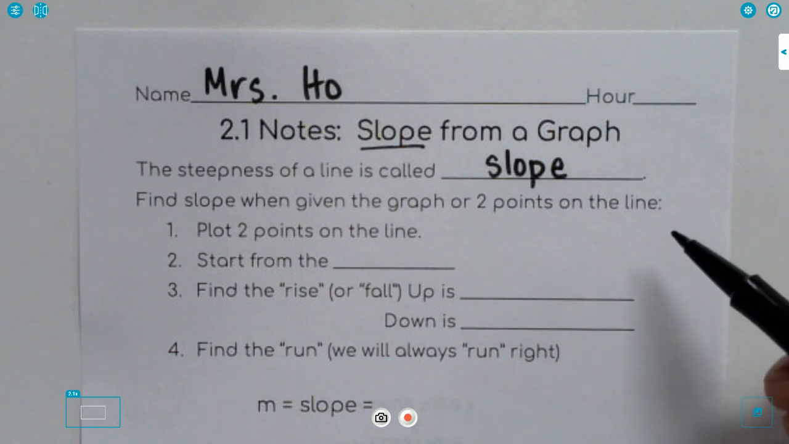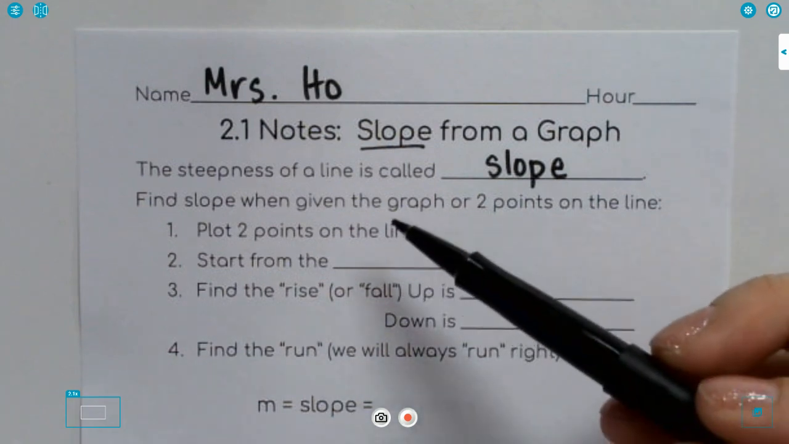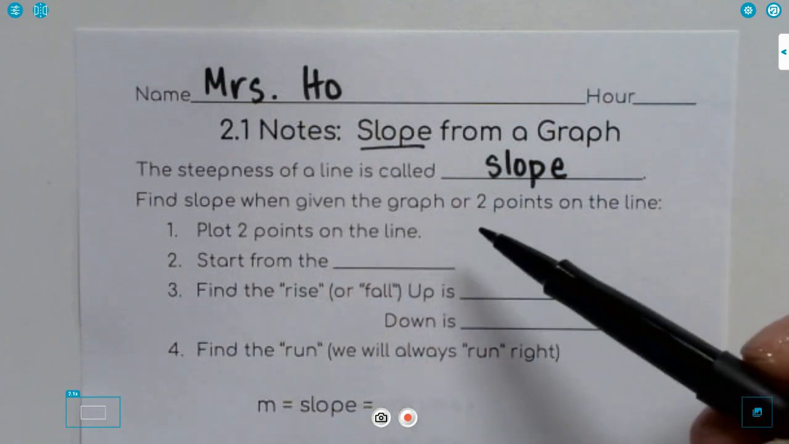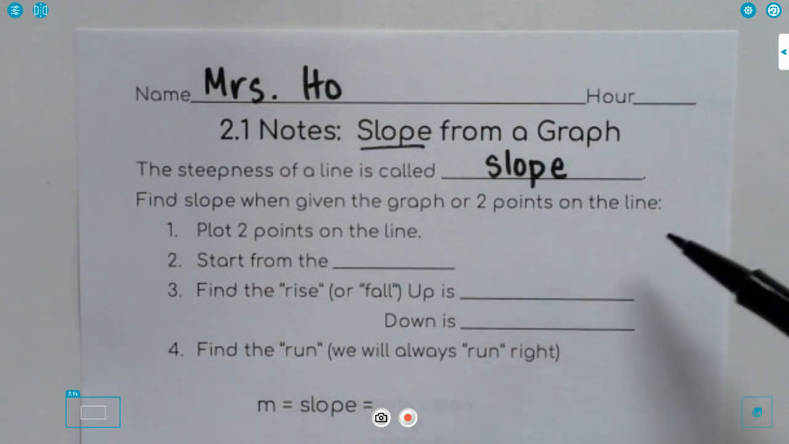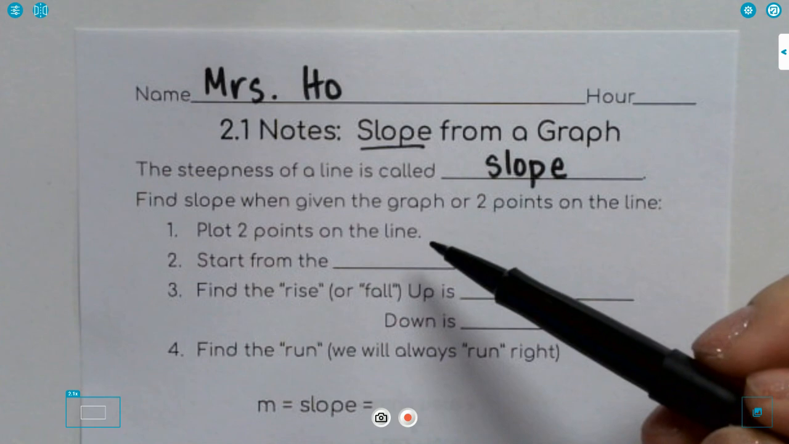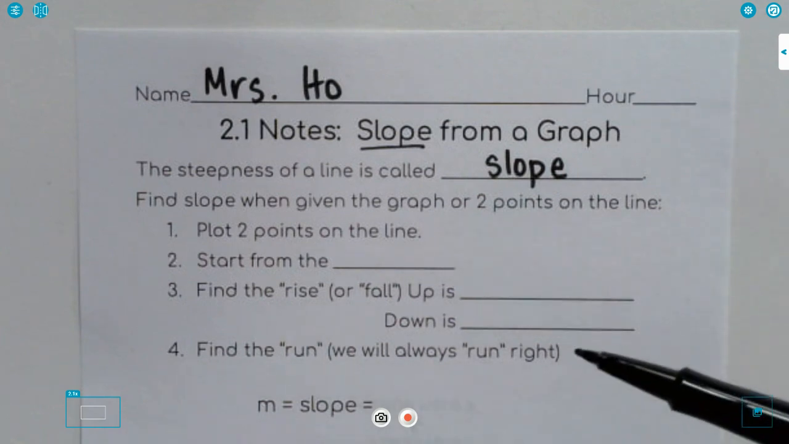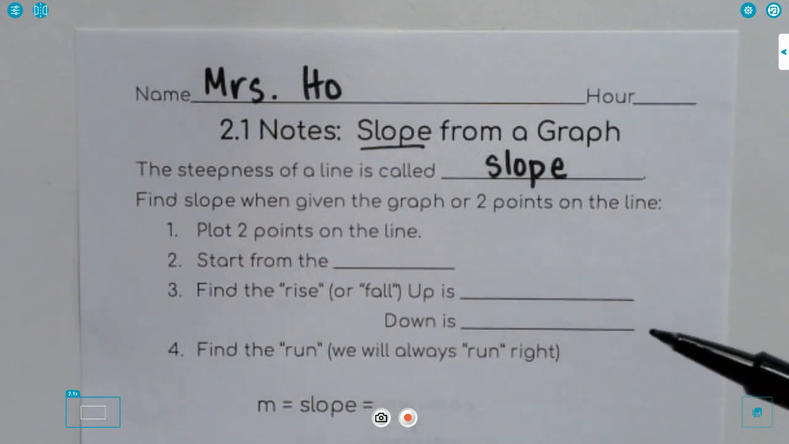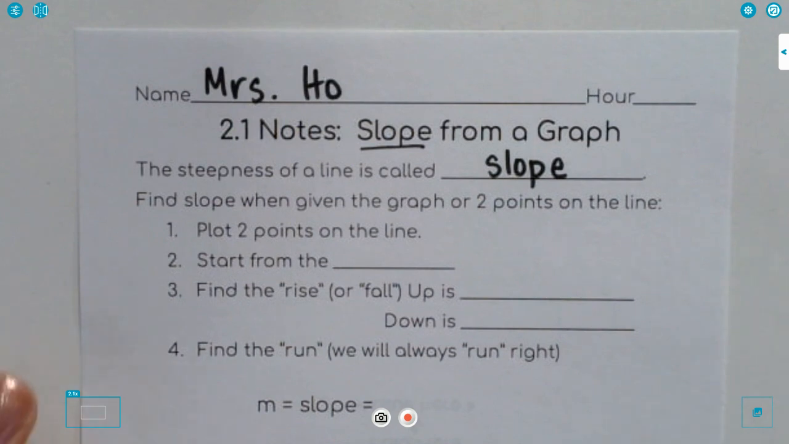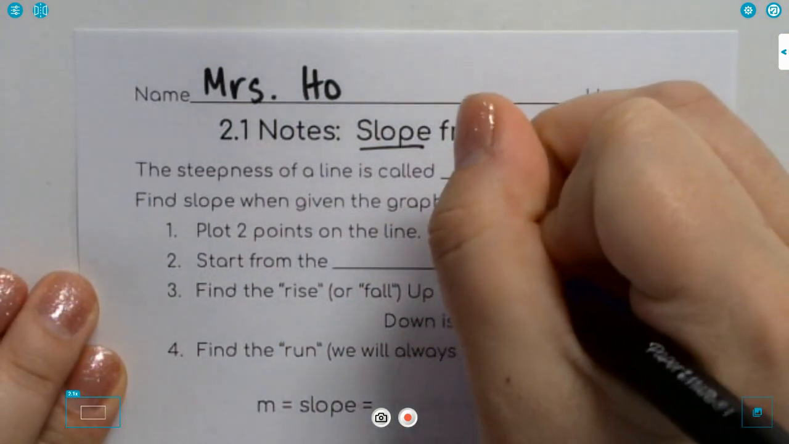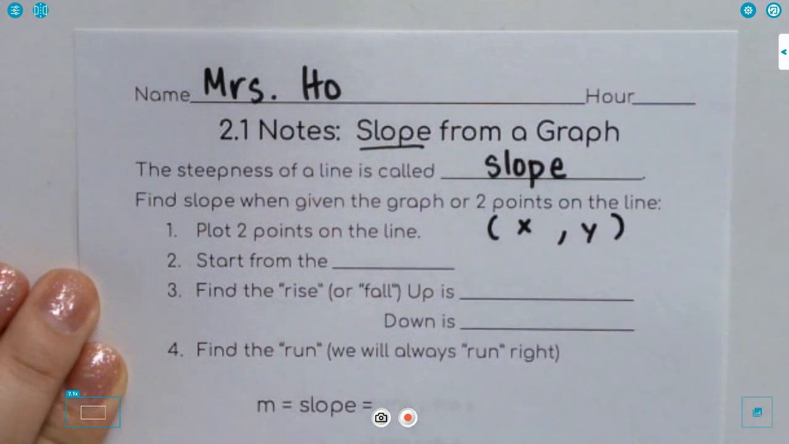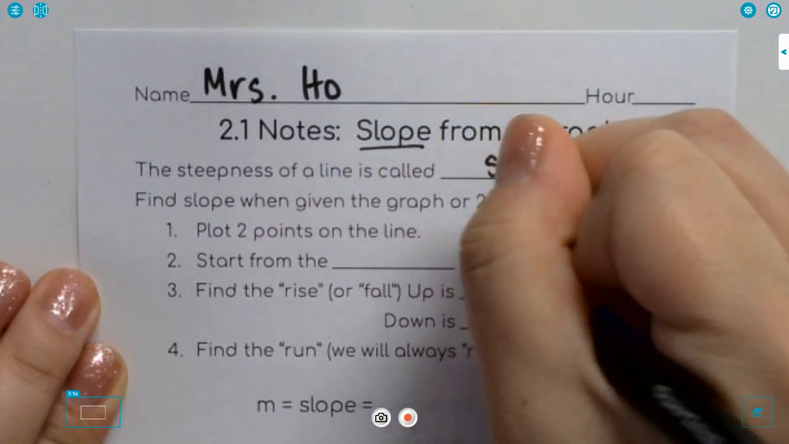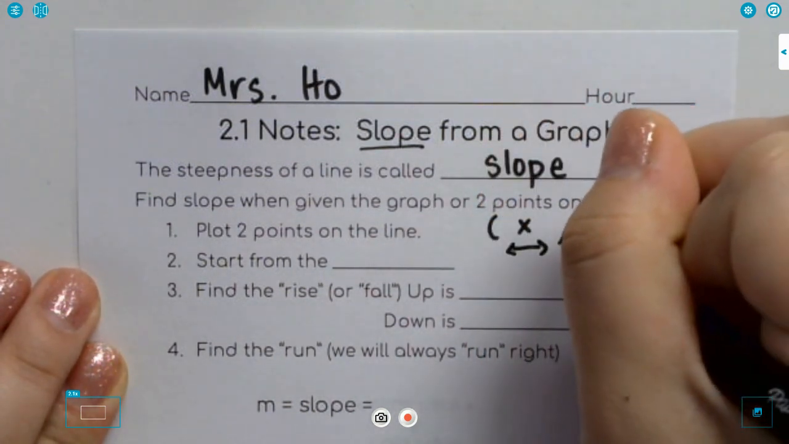So here are the steps to do that. We'll either be given the graph or we'll be given 2 points on the line. If the 2 points aren't already graphed yet, we need to graph them first. So here's a quick little reminder: when you are graphing an ordered pair, it comes in the order X, Y. X tells you how far left or right to go. Y tells you how far up or down to go.